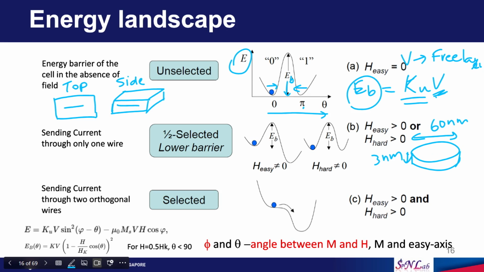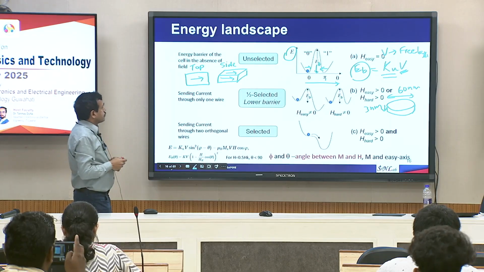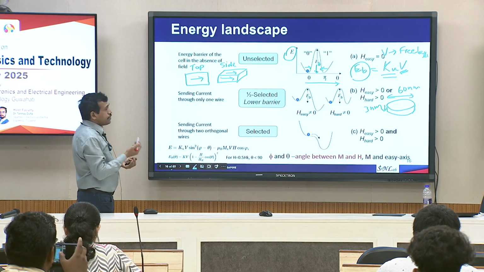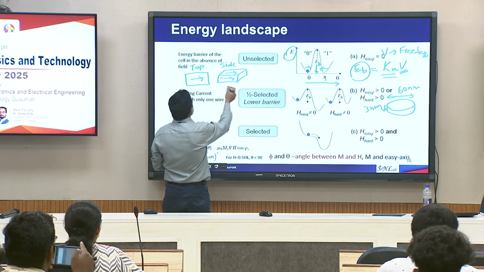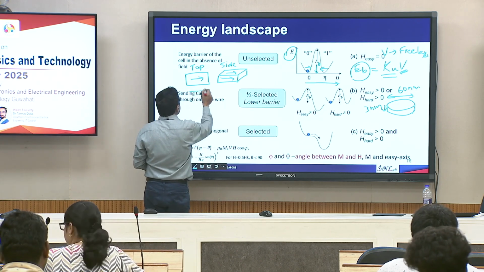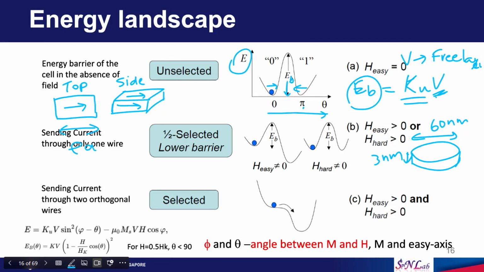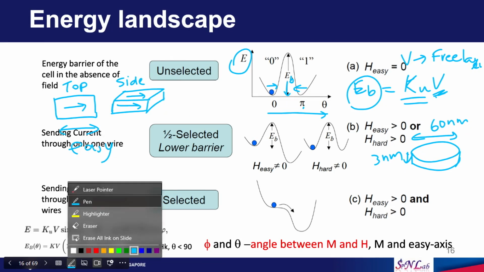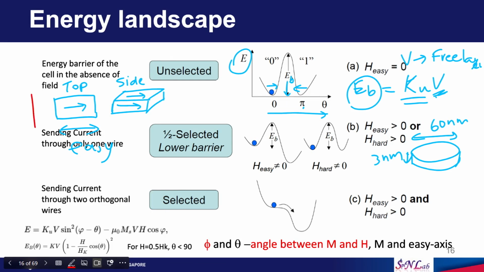To be consistent with that picture, let me use this. Okay, so this is your initial state. So, we are here. Now, let us say we apply a magnetic field. Okay, so this is the easy direction. This is a hard direction.